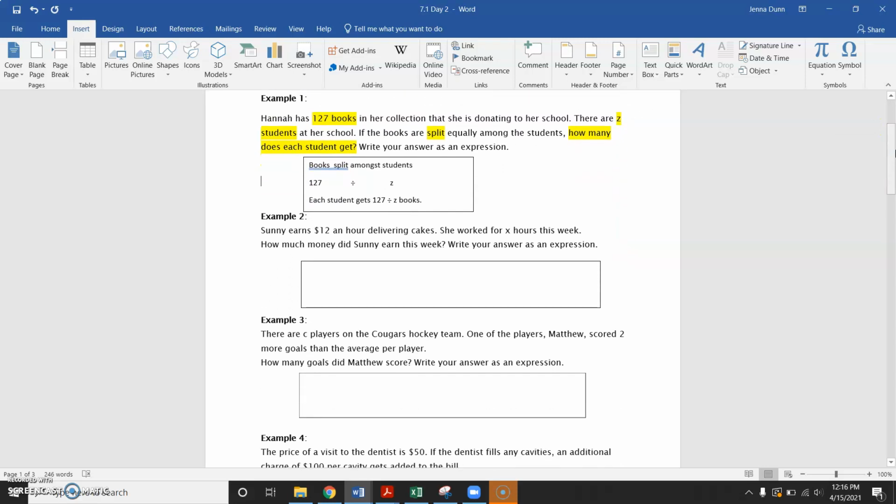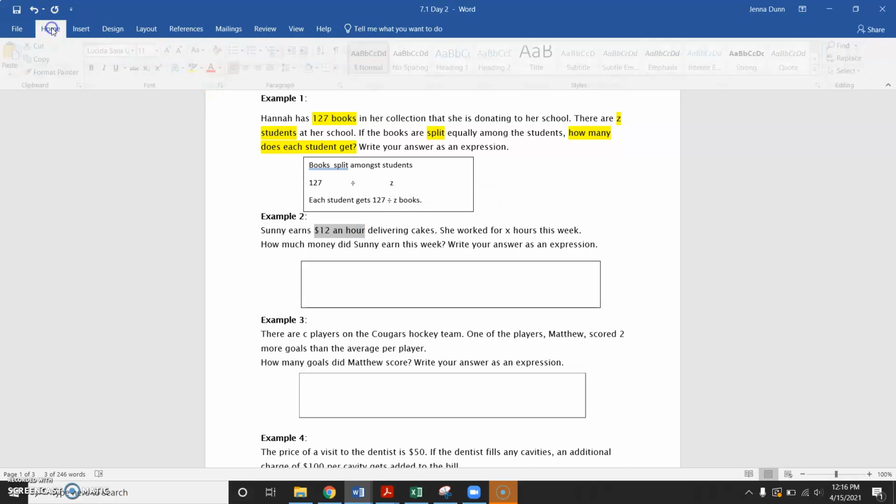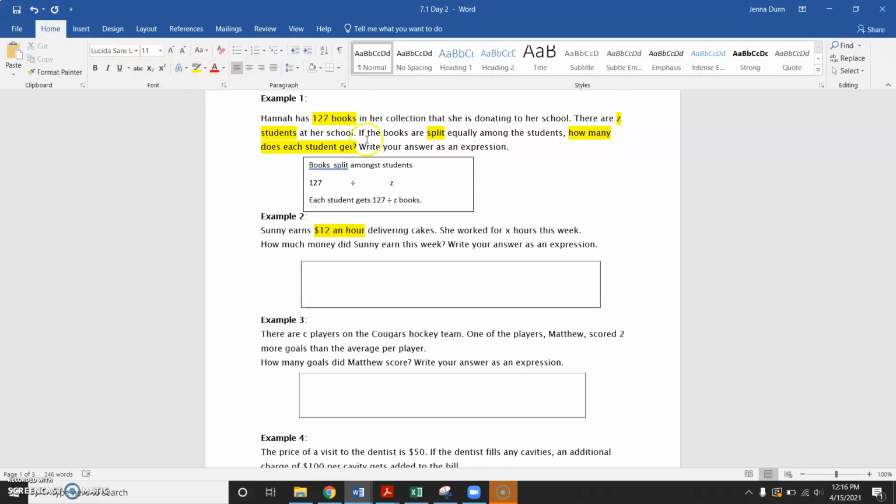Sunny earns $12 an hour delivering cakes. She worked for X hours this week. How much money did Sunny earn this week? Write your answer as an expression. All right, highlight the important information. $12 an hour, pretty important. She worked X hours this week. How much money did she make this week?